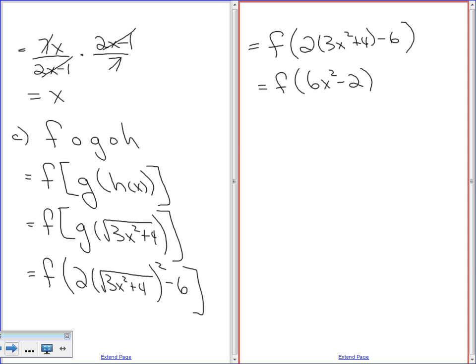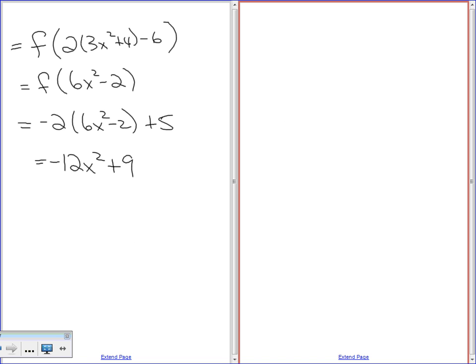And then you take that and plug that into the f function. So the f function was negative 2x plus 5, but I'd write negative 2 instead of writing x. I write down what's in the bracket. And then I simplify. That times that is 4. Add to 5 is 9. Any questions on that? Sound good? Okay. D.